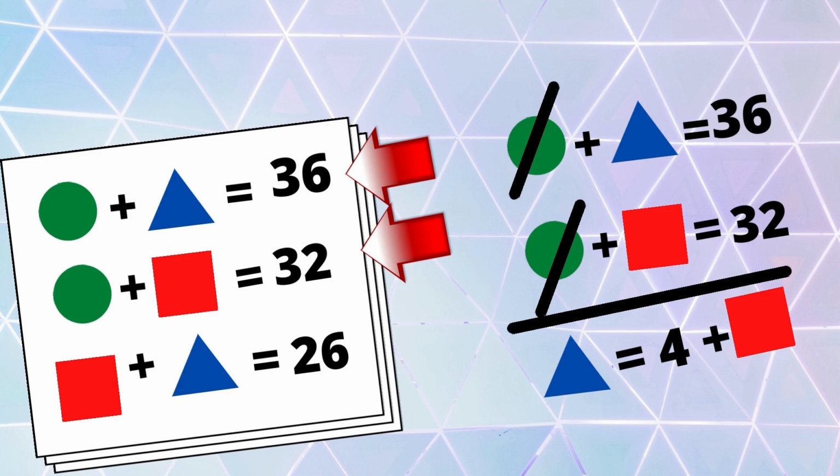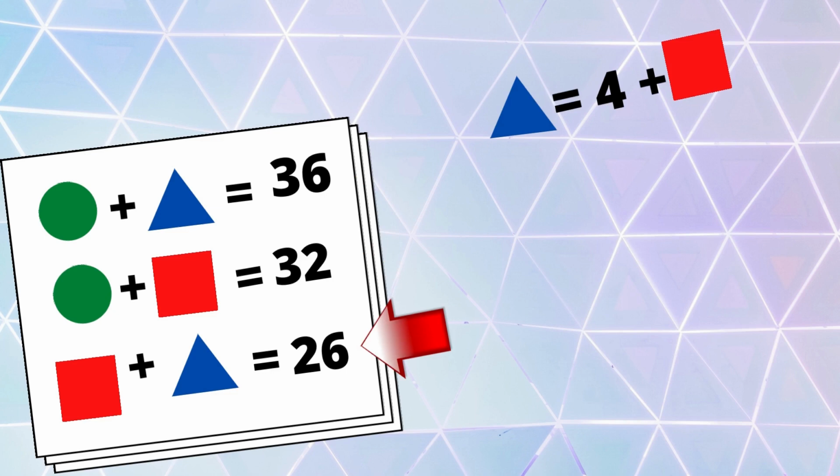And it's obvious that the triangle is 4 more than the square, as the difference between the two equations, 36 and 32, is 36 minus 32, which is 4. So the triangle is 4 more than the square, which we can represent as triangle equals 4 plus a square, right? With this, let's check out the last equation. We are going to substitute the triangle in the last equation, so instead of triangle, we use 4 plus a square.